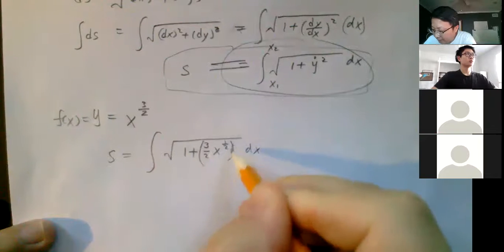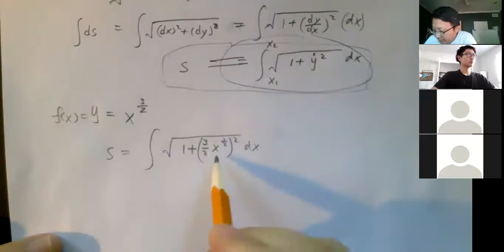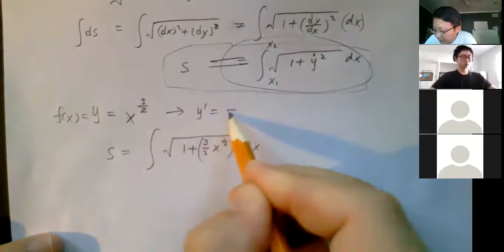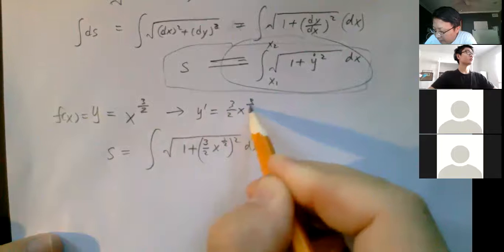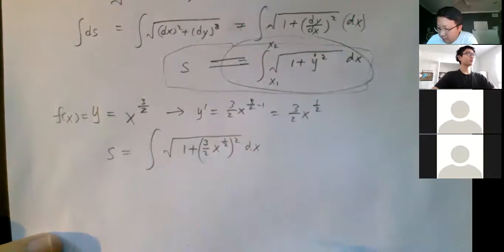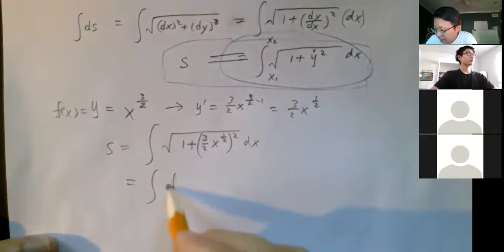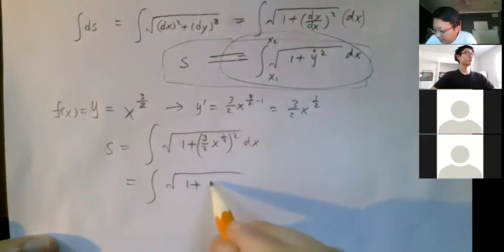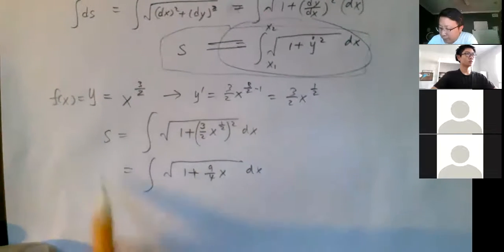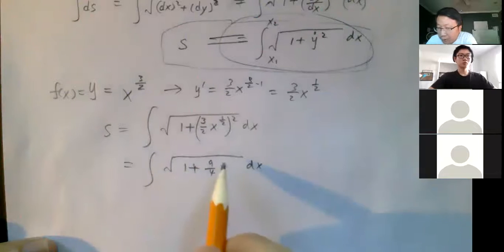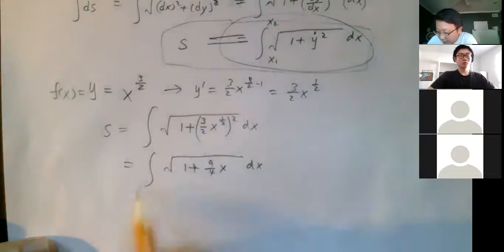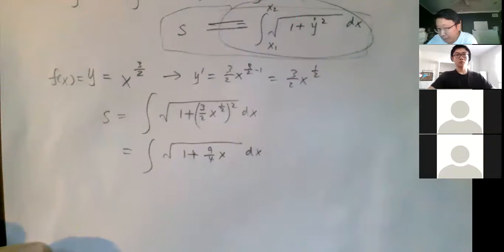Oh, sorry, this has to be squared, correct? Because this is y, the derivative becomes 3/2 x to the 1/2. So we put this in, and then you can continue. This becomes the integral of the square root of 1 plus 9/4 x dx. So it's how to do this kind of integral. I'm looking for the anti-derivative of this whole function. This is the integral concept. Any question?